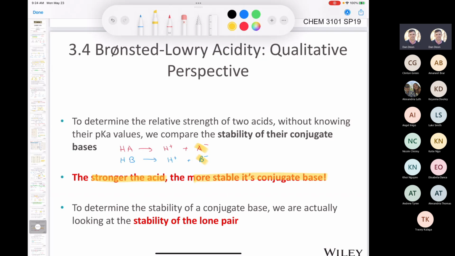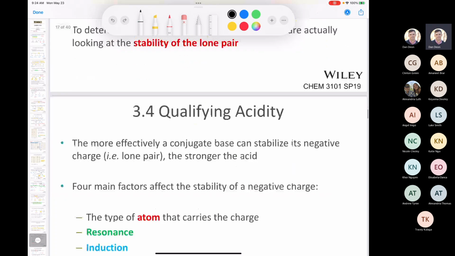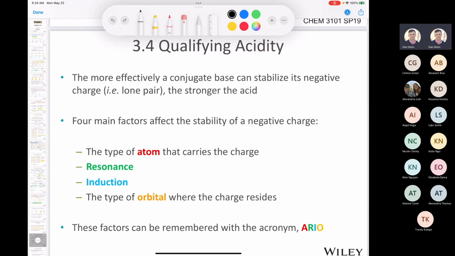To determine the stability of the conjugate base, what we're actually doing is looking at the stability of the lone pair on the conjugate base. So we're going to look really hard at the lone pair and determine how stable this lone pair is on this conjugate base. The more effectively a conjugate base can stabilize that negative charge or lone pair, the stronger the acid it will have come from.